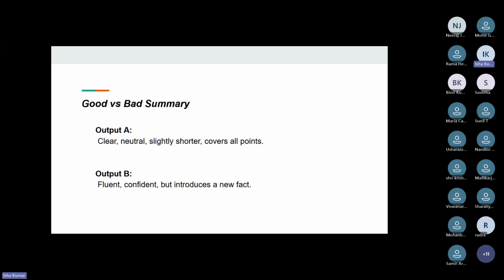Any guesses? Any answers? Output A. Okay, why output A? Because it is neutral and clear, it is the expected one and covers all the points. But B is giving an answer which is a new fact which we didn't ask. Okay, so output A is pass, output B is fail, is it? Yeah. Okay, any other answers?